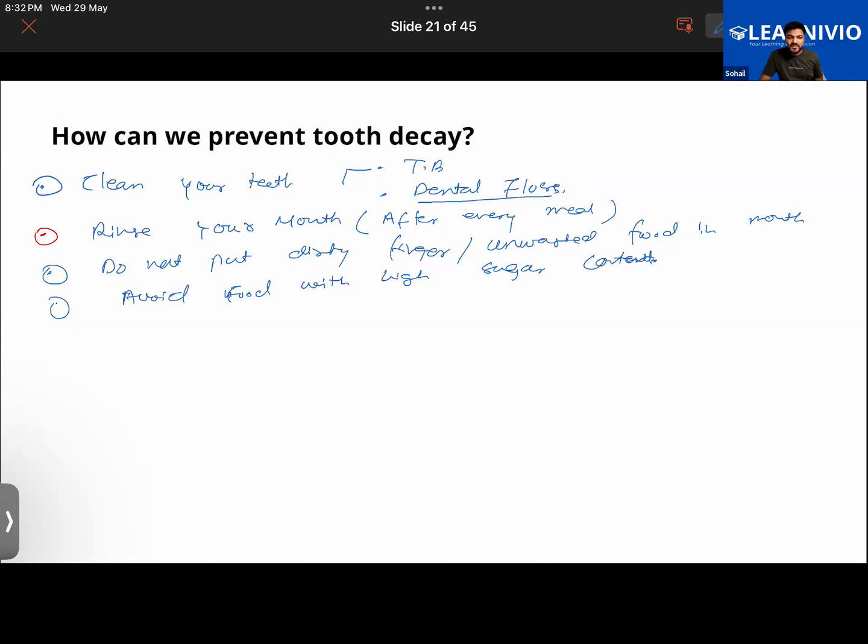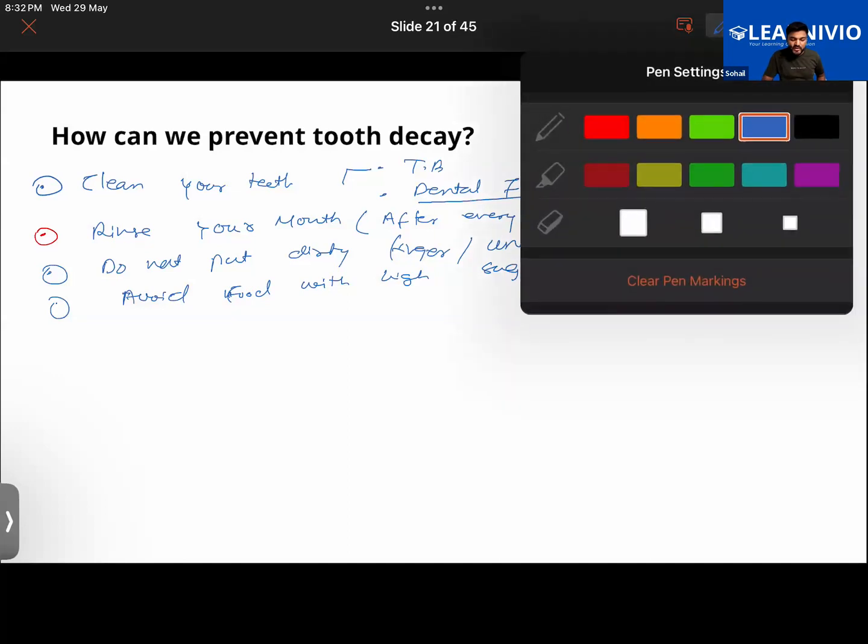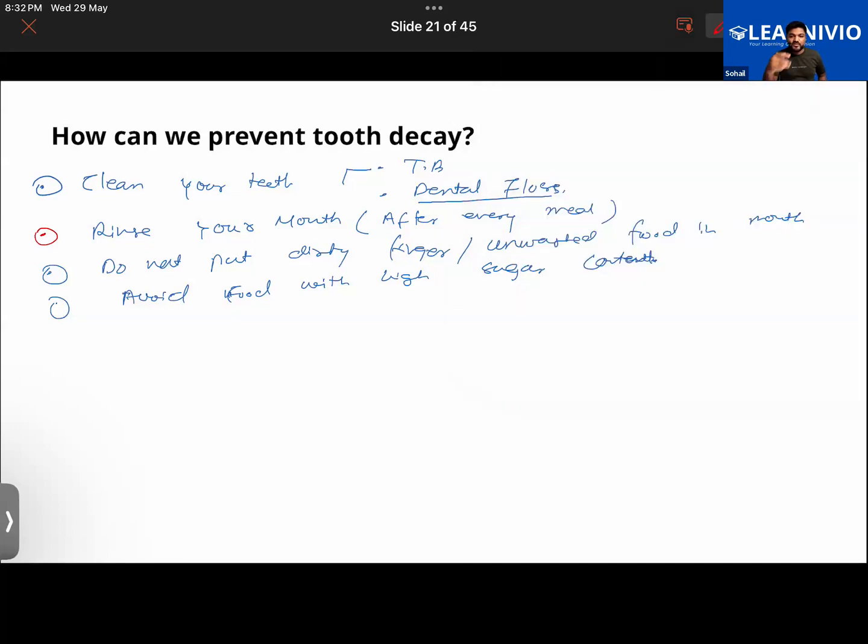So we have completed this topic about teeth. In the next class, we're going to learn about the role of the tongue and the role of saliva, and later on we'll be starting glands. Salivary glands secrete saliva. Saliva contains a thing that helps to break down starch.